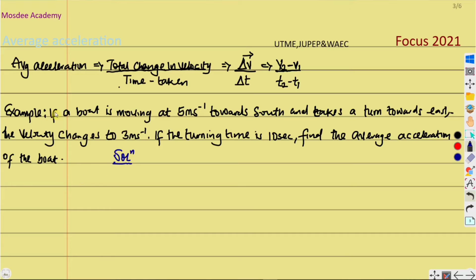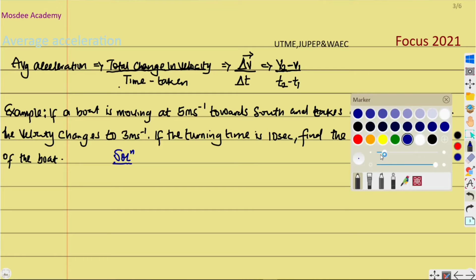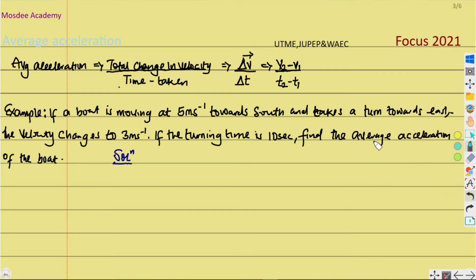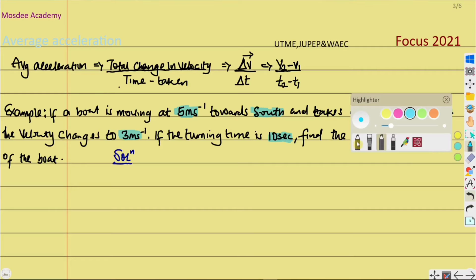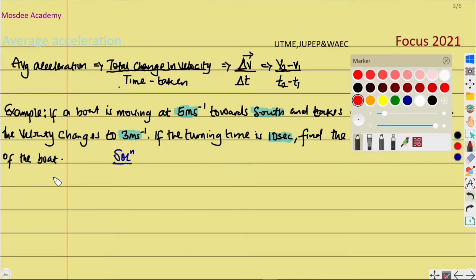Now the first thing is that we are given the boat is moving at a speed of 5 meters per second, so we consider that first. That was the first movement, towards the south, very important, and then it takes a turn towards the east. That's another important factor. The velocity now changes to 3 meters per second. If the turning time is 10 seconds, find the average acceleration of the boat. So let's list out all those parameters and solve the question.